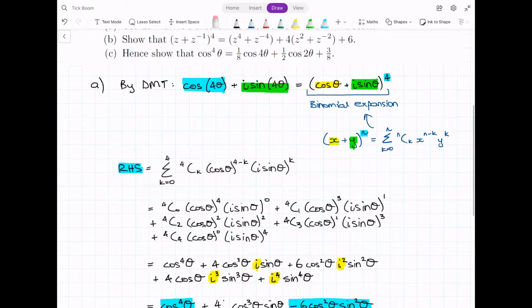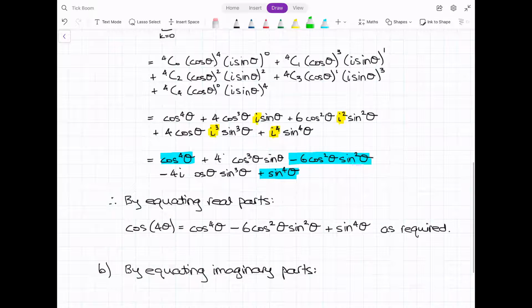So just to be really clear, the imaginary part is specifically everything that sits next to the i. So just in case I've caused any confusion there, I'll make that really clear. There should be an i there. So here it's the 4 and the cos cubed theta sine theta, and then it's the minus 4 cos theta sine cubed theta. So those are the imaginary parts.